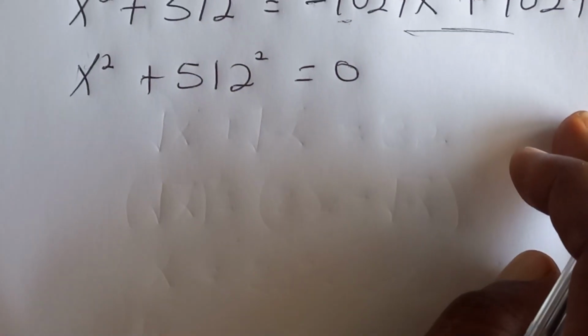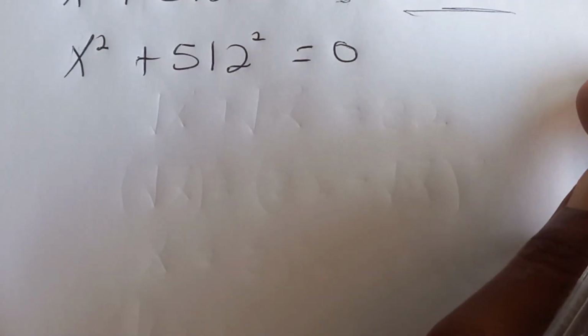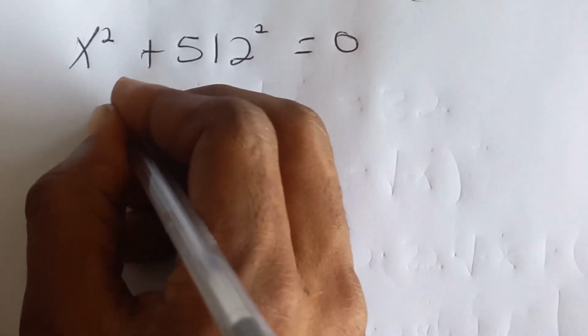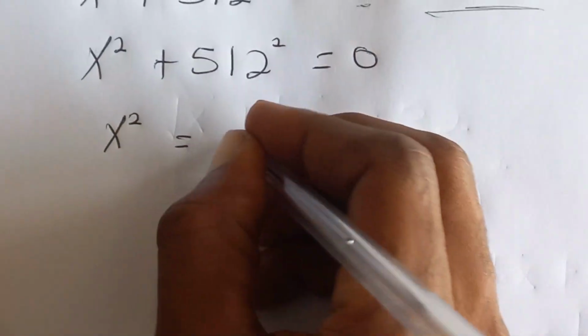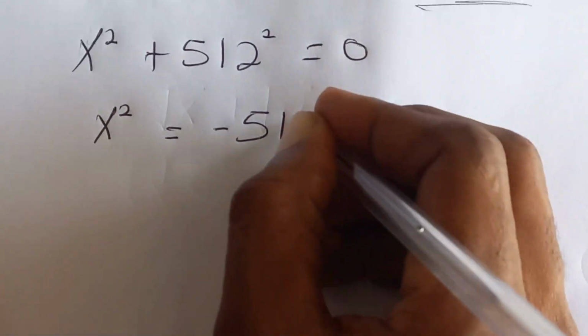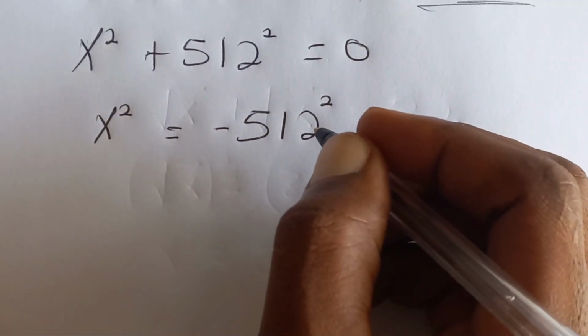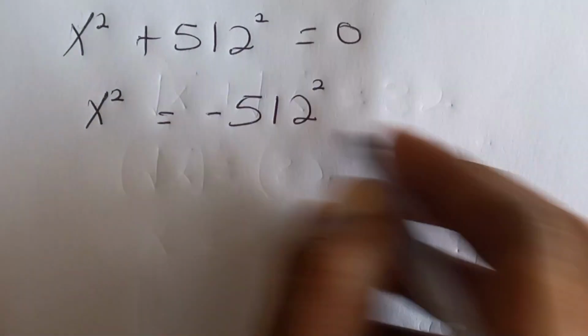Send 512 squared to the right hand side. So you say that x squared is equal to negative 512 squared. So with this, we can square both sides.